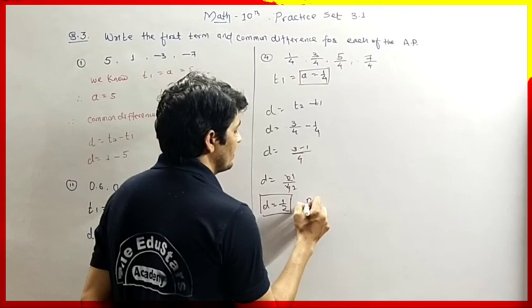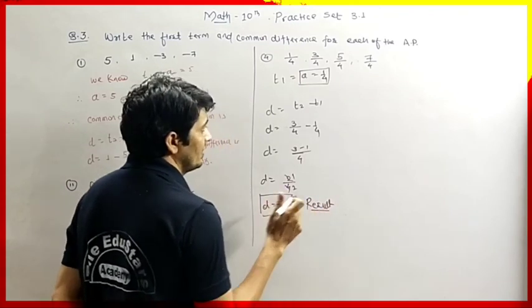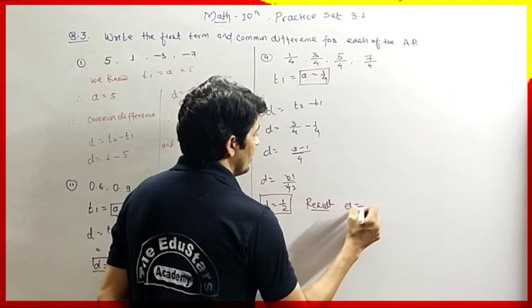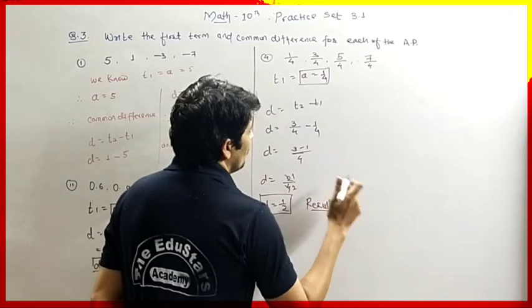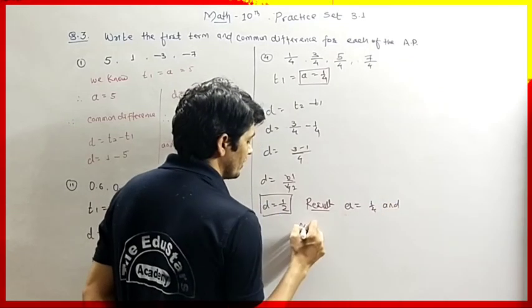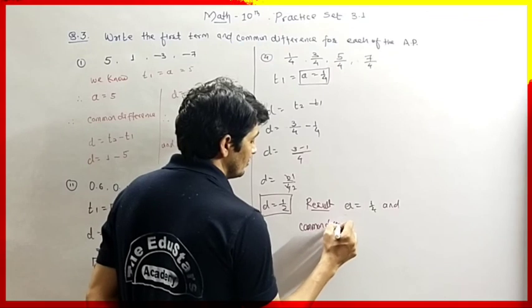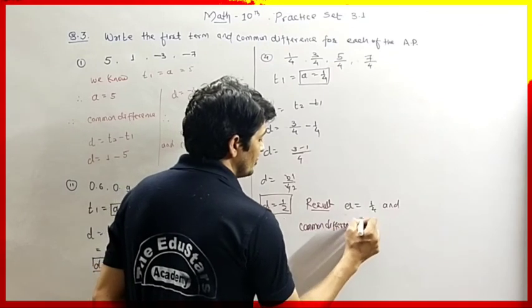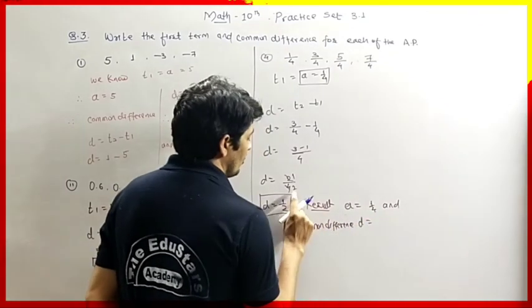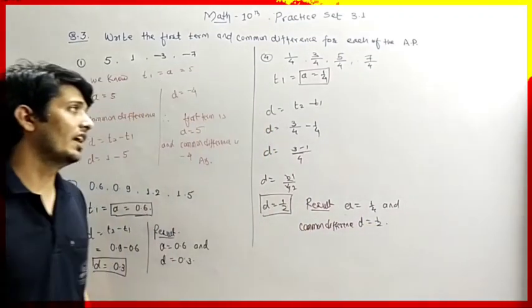Now we will write the result for this also. So what will be the result? A equals 1 by 4 and the common difference, which is D equals 1 by 2. Okay, so this is the answer.